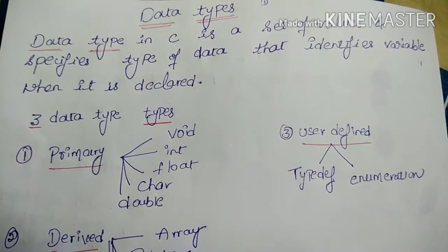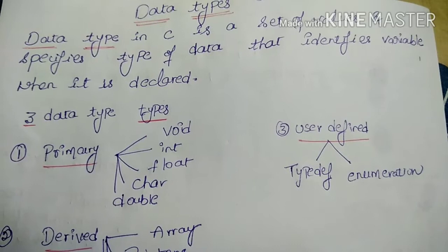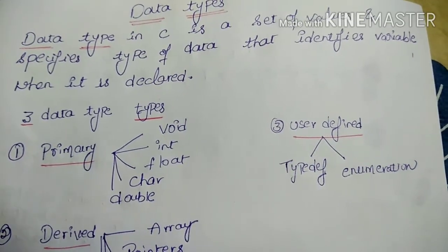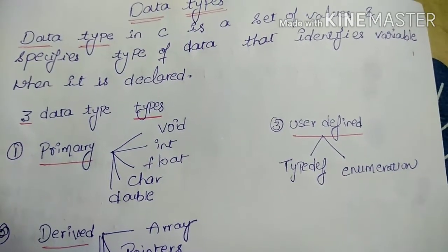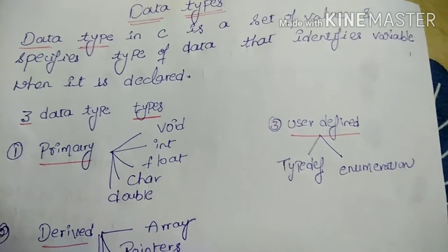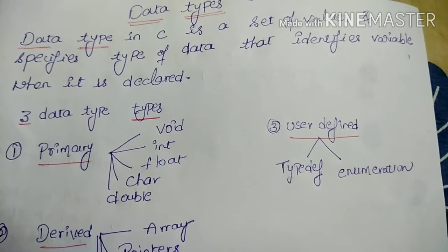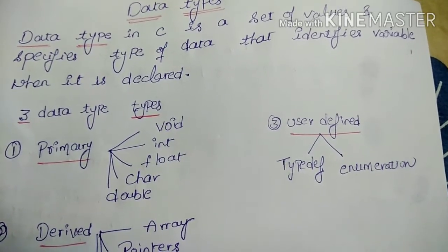Everyone. In the last video, I explained how to write a simple C program, that is Hello World. In this video, I am going to explain the data types, variables, and operators in the C language. So first of all, what is a data type? It is a type of data that identifies a variable when it is declared.